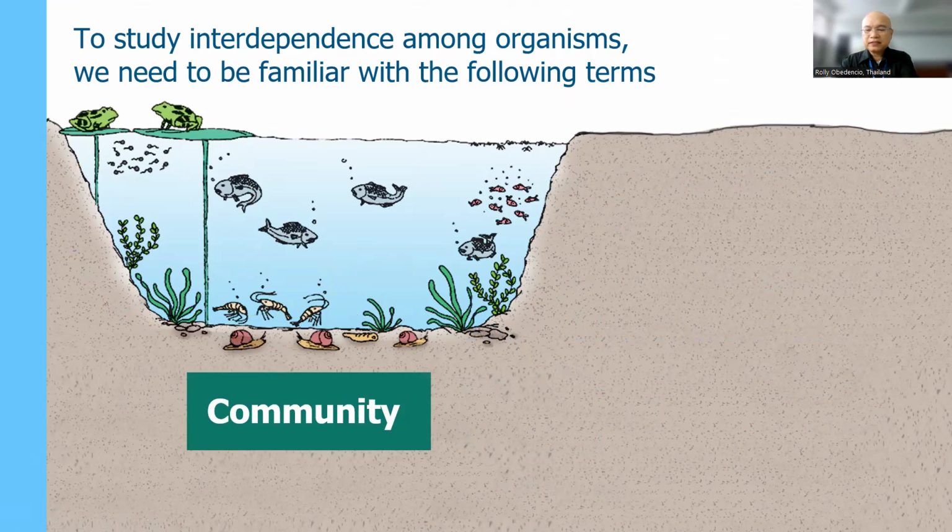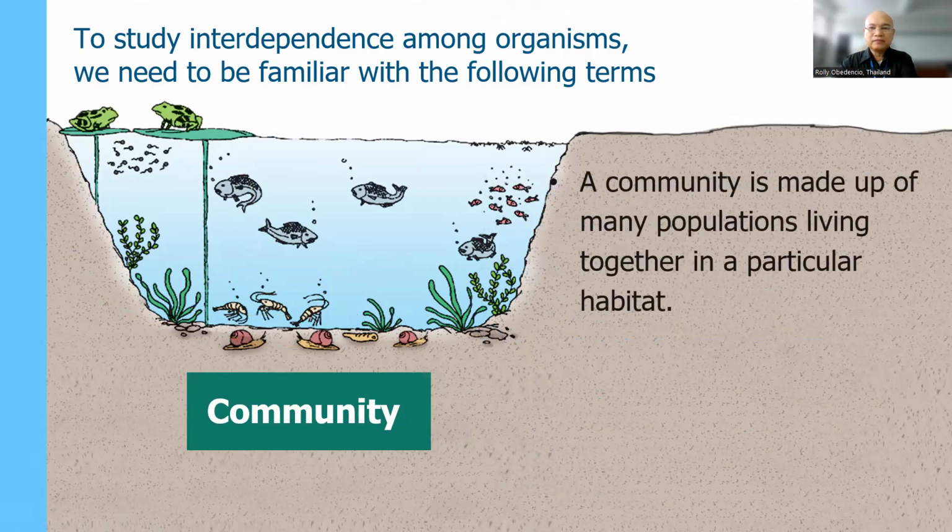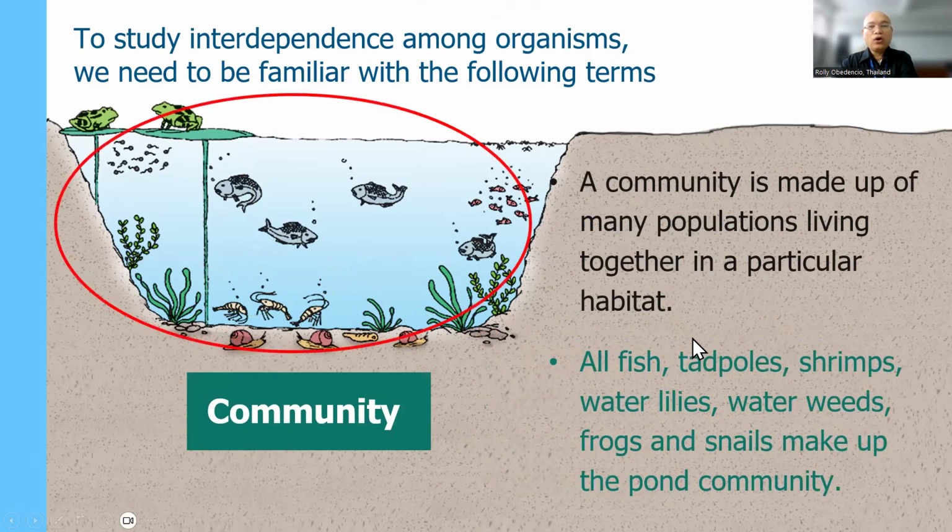What is a community? A community is made up of many populations living together in a particular habitat. All fish, tadpoles, shrimps, water lilies, water weeds, frogs, and snails make up the pond community.